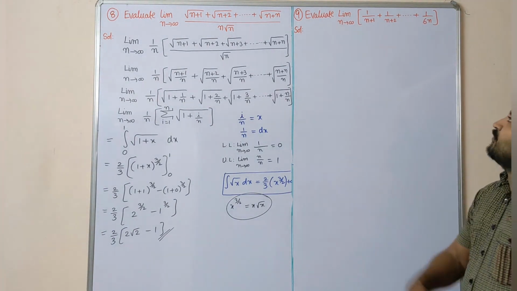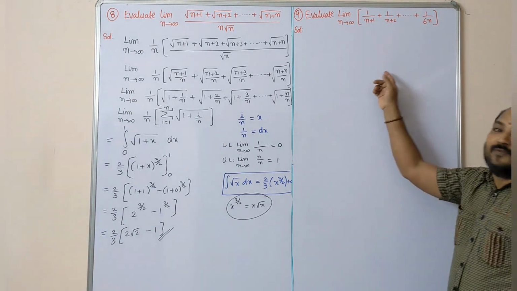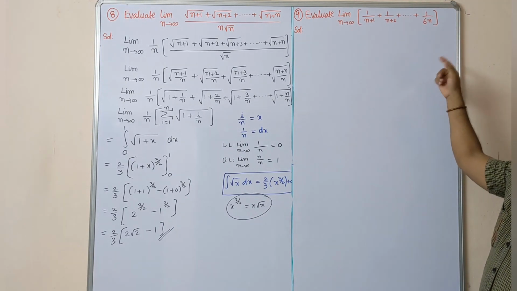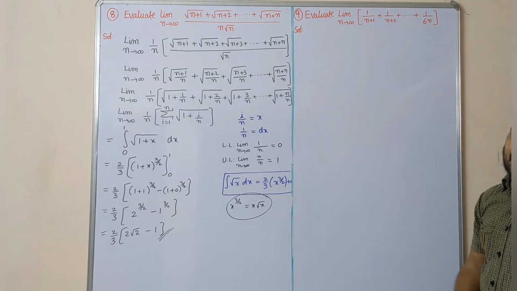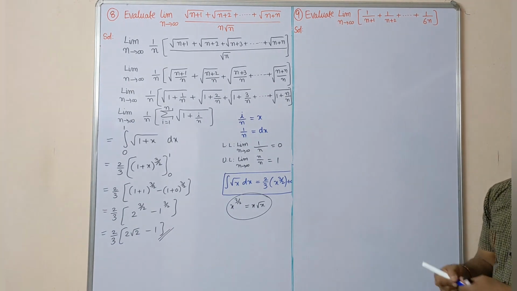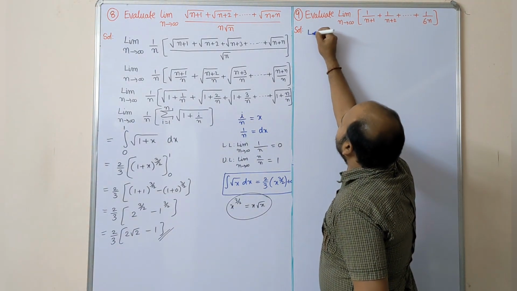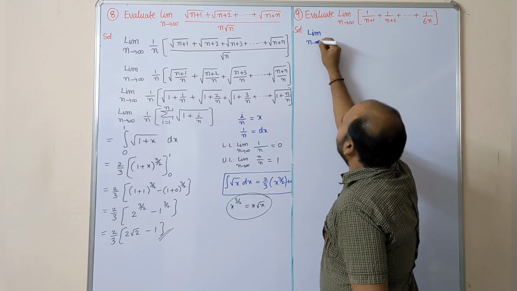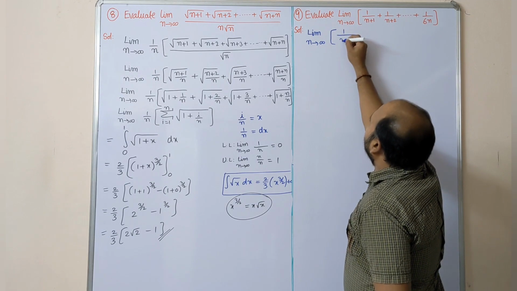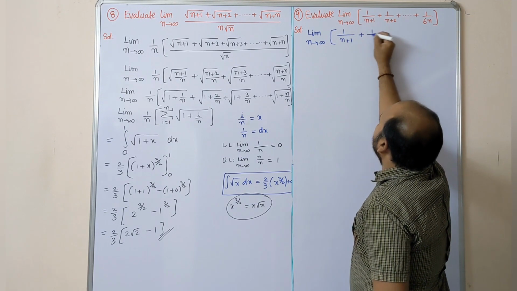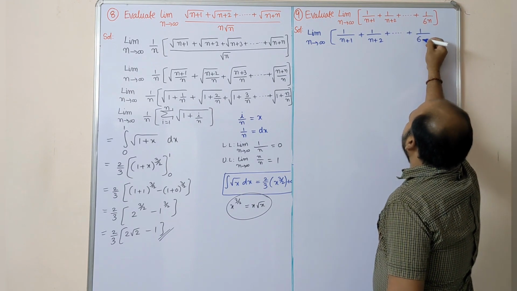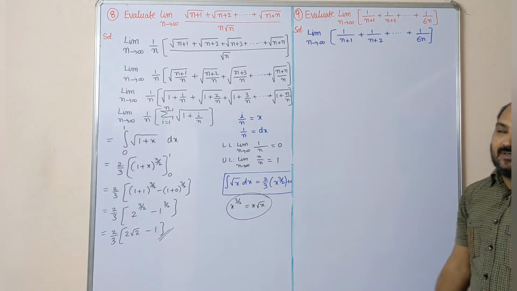Now come to the question number 9. Evaluate the limit as n tends to infinity of 1 by n plus 1 plus 1 by n plus 2 plus and so on plus 1 by 6n. Here there are not n terms, only 6n terms. So how to write? First we write the limit n tends to infinity of 1 by n plus 1 plus 1 by n plus 2 plus and so on up to 1 by 6n. That is the given information.